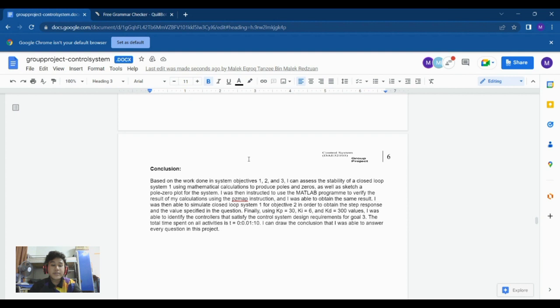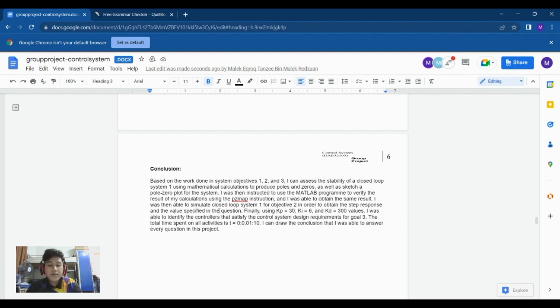So for the conclusion, based on the work done in objectives 1, 2, and 3, I can assess the stability of a closed loop system by using mathematical calculation to produce poles and zeros, as well as sketch a pole zero plot for the system. I was then instructed to use the MATLAB program to verify the result of my calculations using the PZMAP instruction, and I was able to obtain the same result.